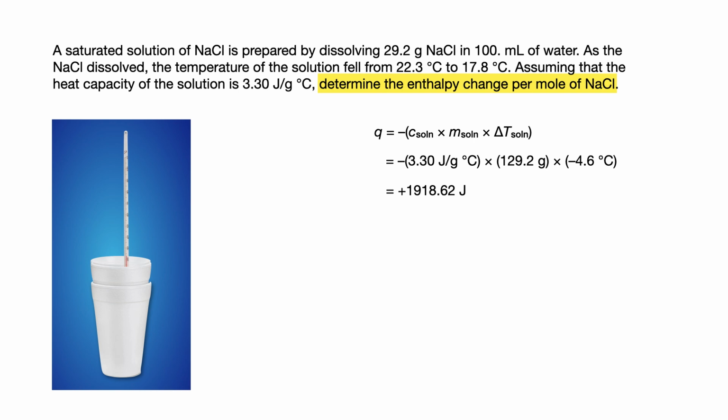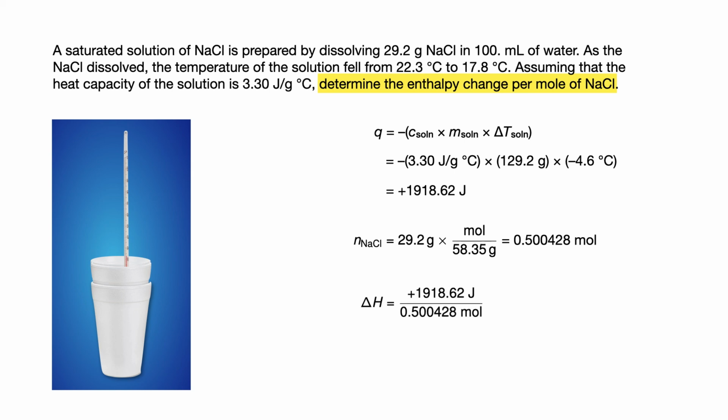It's positive 1,918.62 joules. And then to express this per mole of NaCl, we just need to convert the mass of the NaCl, 29.2 grams, by multiplying by the conversion factor. 1 mole of NaCl has a mass of 58.35 grams. And so we find that we've got just over half a mole of NaCl. So the enthalpy change, the delta H of the NaCl, is the heat, positive 1,918.62 joules, divided by the number of moles, 0.500428 moles.